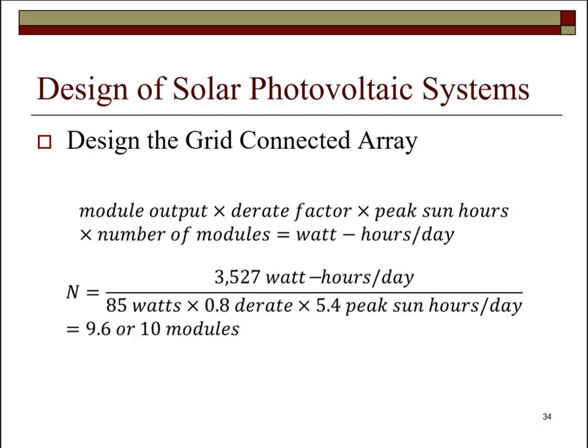We will use a different method, as outlined here, to design the grid-connected array. If we look at the equation, we see that the output of the module multiplied by the derate factor and the peak sun hours and the number of modules will give us the required watt hours per day. Rearranging the formula and making it explicit in N and entering in the appropriate numbers leads us to the required number of modules, which is rounded up to 10.